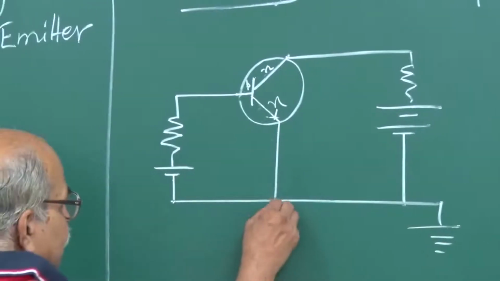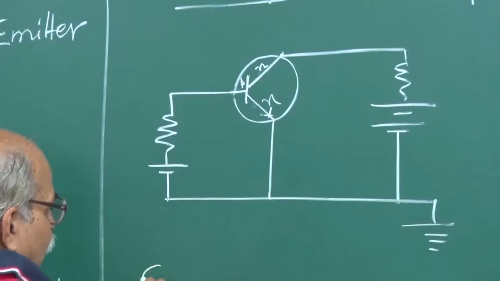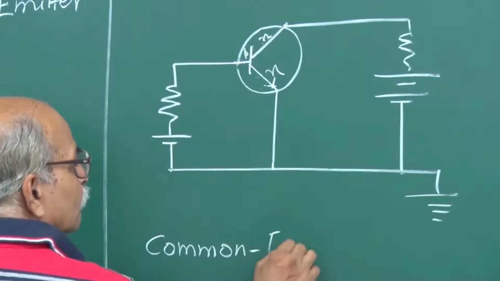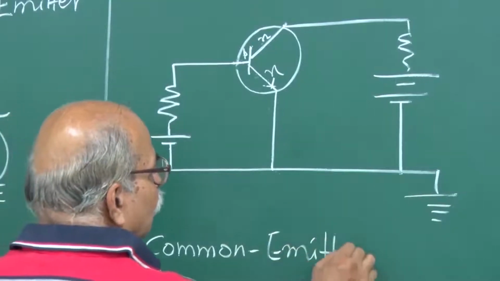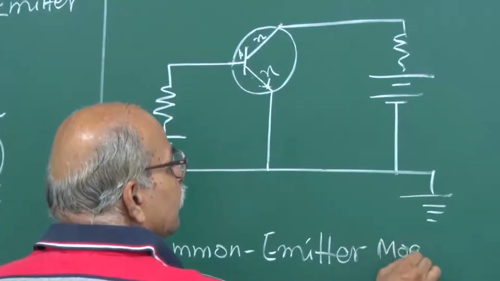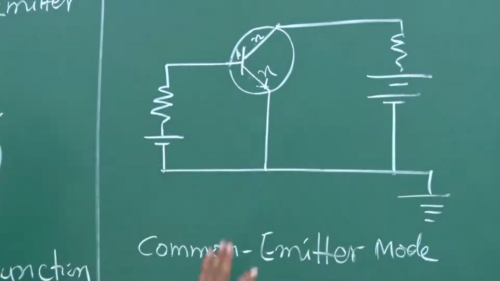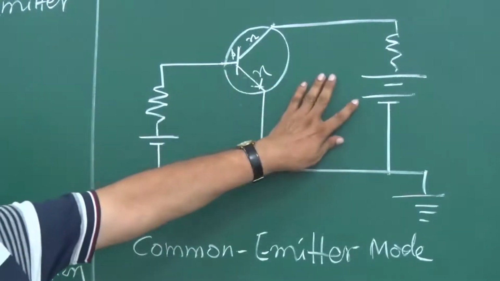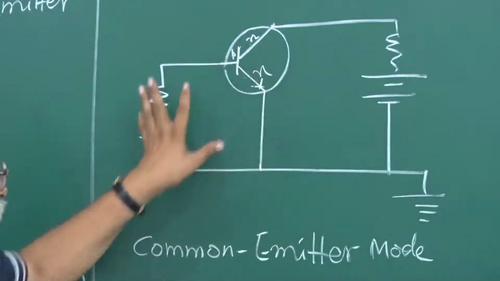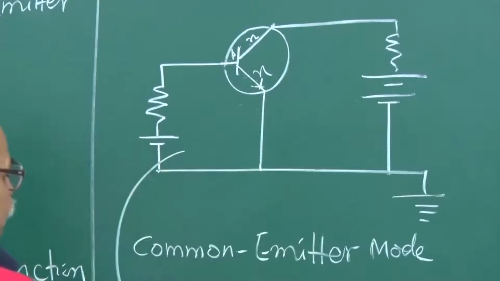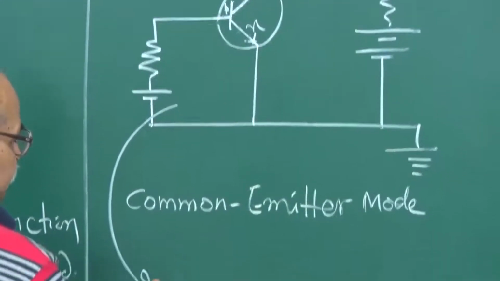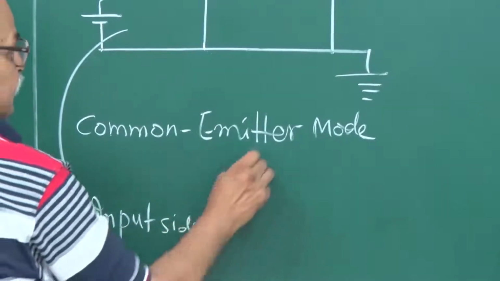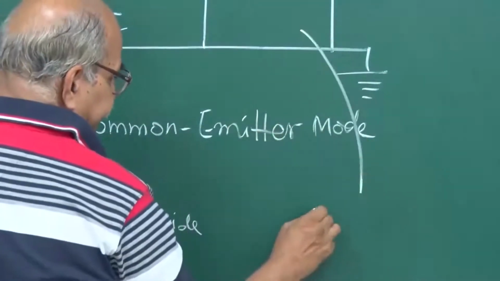So, this configuration is known as common emitter mode. Why? Because there are two parts of the circuit, as you can clearly see from this diagram. This is one part, this is another part, and this part of the circuit you can call the input side, and this part is the output side.